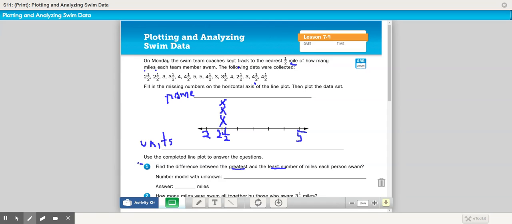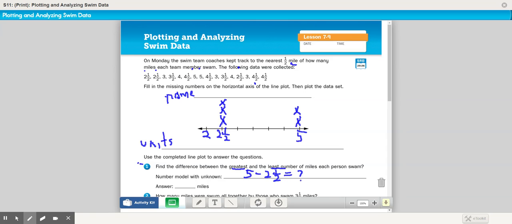Okay, so anyway, 3 people swam 2.5 miles, and some of them did 5 miles, right? There's one right there, and there's another. So 2 of them. So how many X's? 2. So this is a line plot. And then what's my question again? Find the difference between the greatest and the least number of miles. Well, the difference means subtract. So 5 minus 2.5 equals question mark.